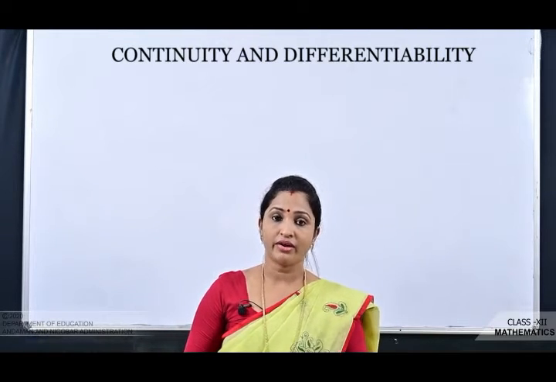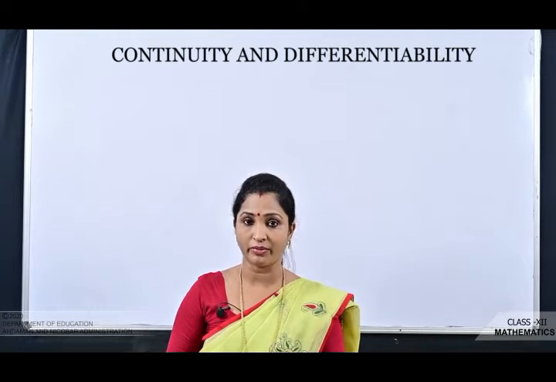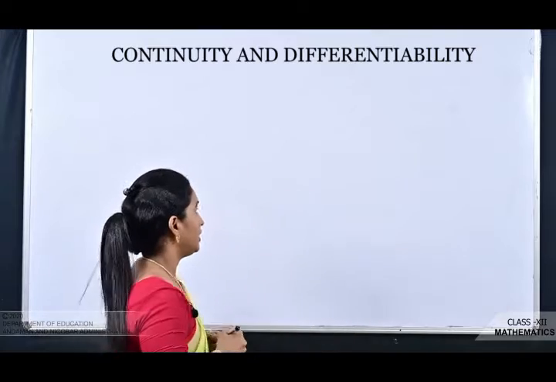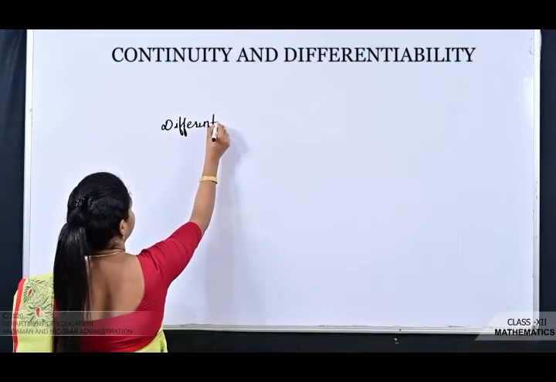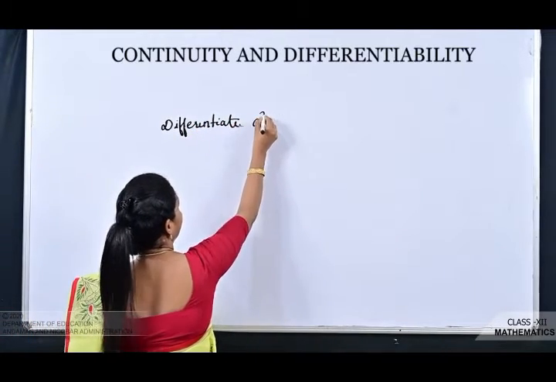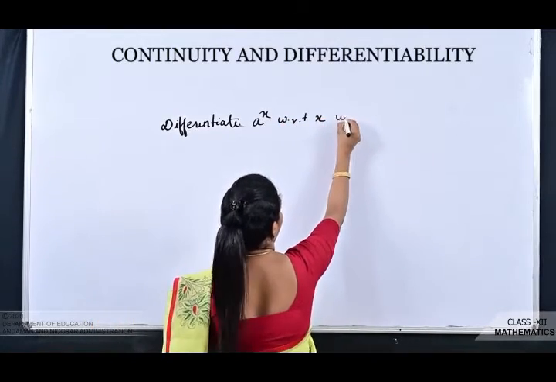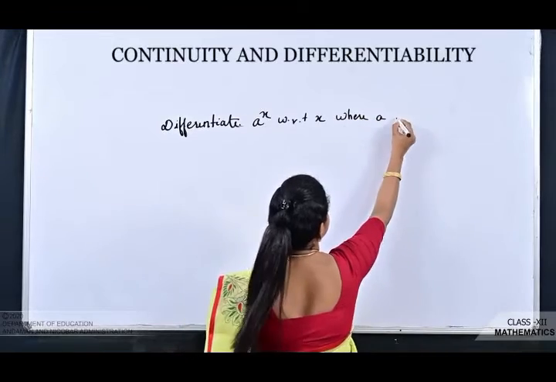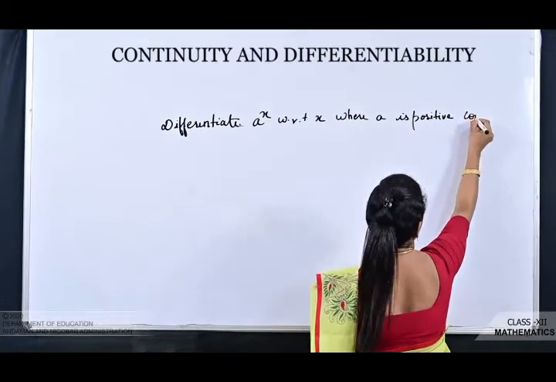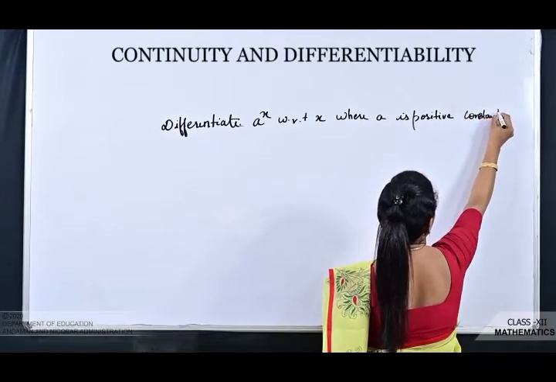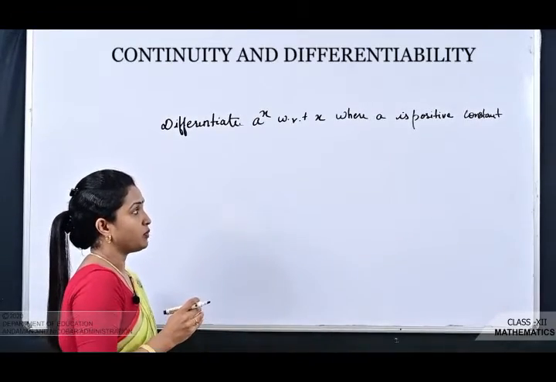Before that, a very important result, or you can say formula, that I want to derive through logarithmic differentiation. So let's see that. Now differentiate a to the power x with respect to x, where a is a positive constant. You have to differentiate a power x with respect to x, where a is a positive constant.